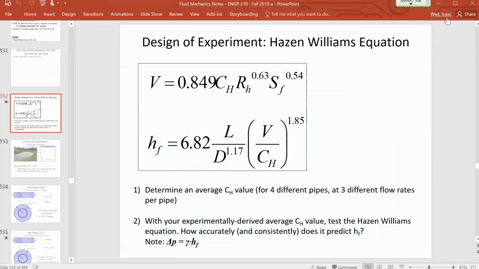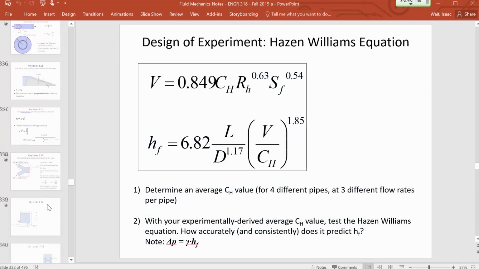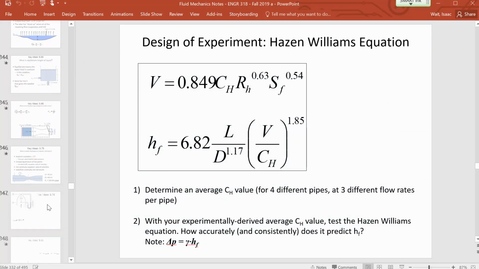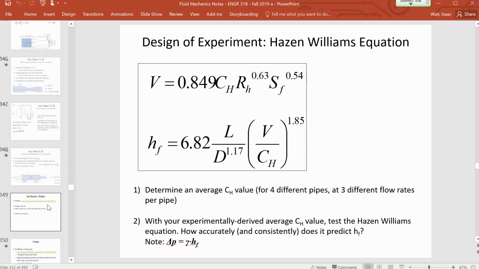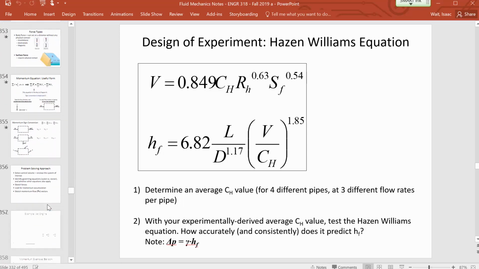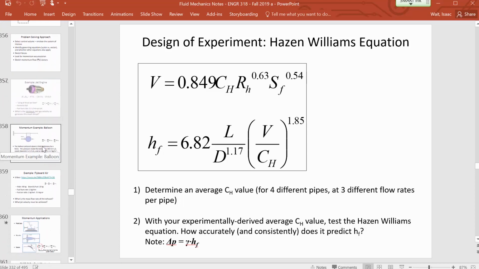On the 0.4 meters, is that the change in height? Yeah. Okay. Never had a pressure in meters before.